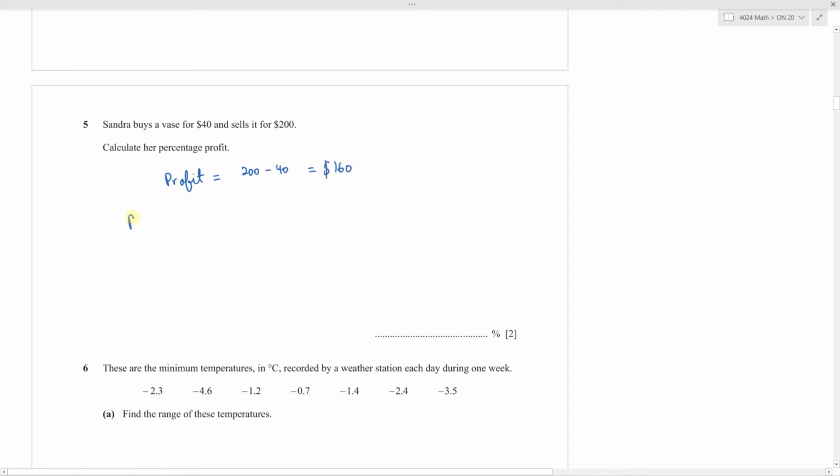Now to calculate percentage profit, this will be your profit divided by the purchase price, which is $40, and then multiplied by 100 to calculate the percentage. So 0, 0 cancel out, 4 times 1, 4 times 4, and then this is 400%. So your answer here will be 400%.